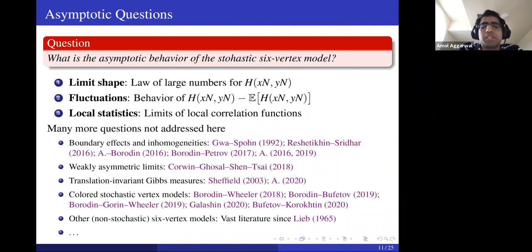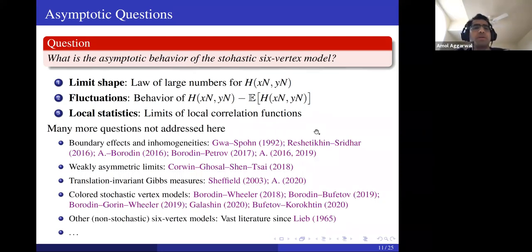You can look at the translation invariant Gibbs states for it. You can add color to it, which I see is one of the topics in the seminar later on. And you can look at non-stochastic variants of the six vertex model. Again, there are a huge number of questions you can be asking here. But again, my goal was just to give a flavor of the types of questions we're interested in, and therefore I'll mainly be focused on these three questions for the next few slides.